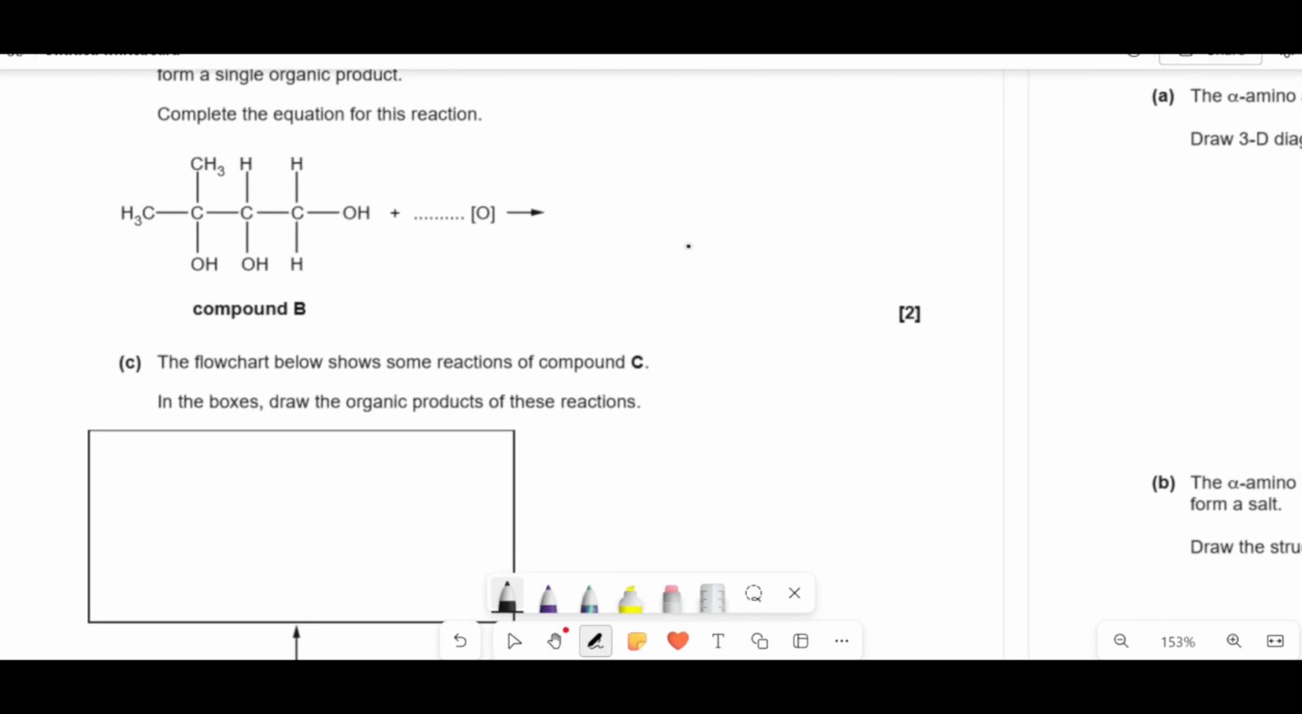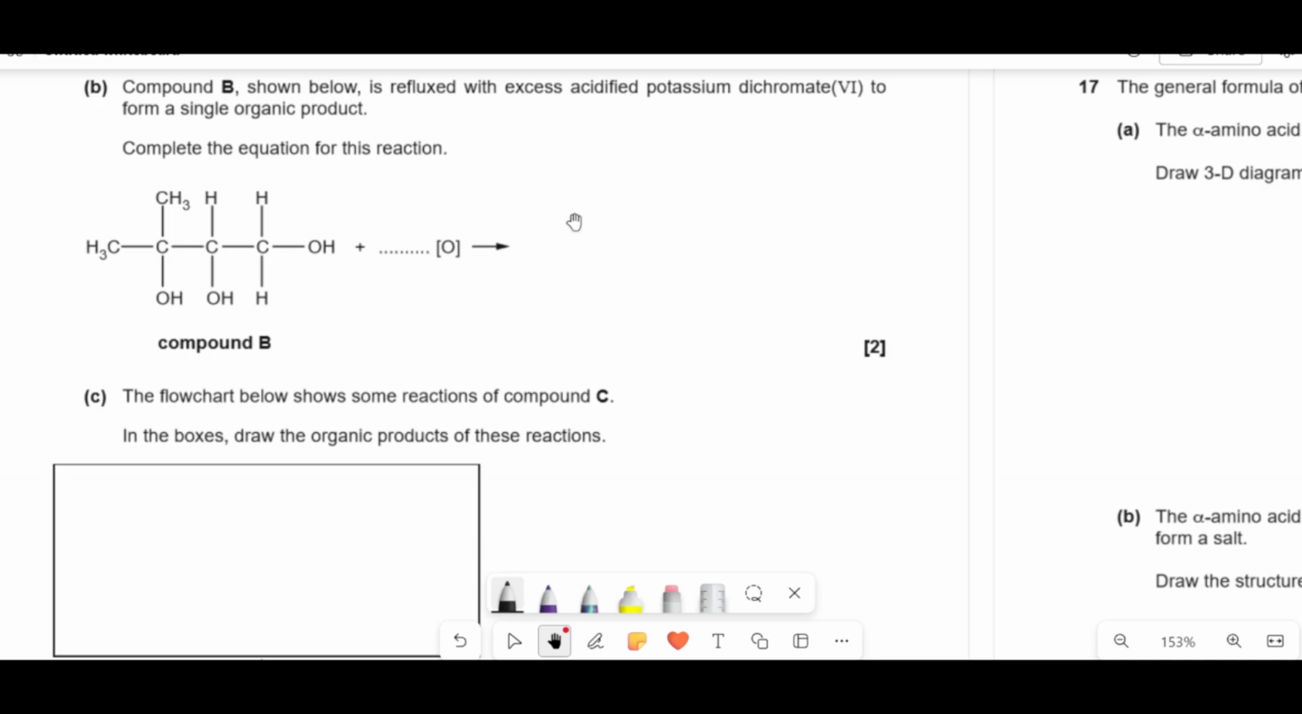Compound B is refluxed with excess acidified potassium dichromate to form a single organic product. Write the equation for this. Here, what I can see is we've got a couple of groups that are going to be doing stuff. We've got a primary alcohol here, a secondary alcohol here, and a tertiary one here. So this one's going to oxidize, and this one's going to oxidize as well. Because it's in excess, we're going to fully oxidize it all. We're going to be oxidation maxing. So here it's going to be H3C, CH3. That's still going to stay as an OH. You can't have a double bond O here. There's not enough bonds for it to do it because it's a tertiary alcohol. Here, this is going to turn into a ketone, so it's going to be C double bond O.